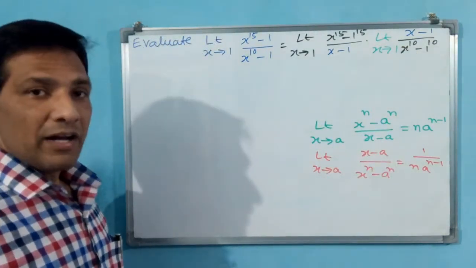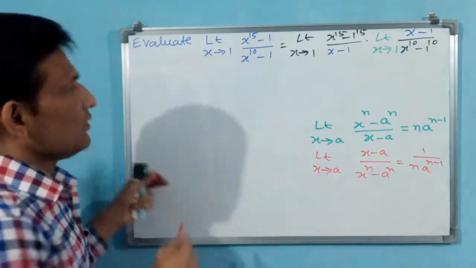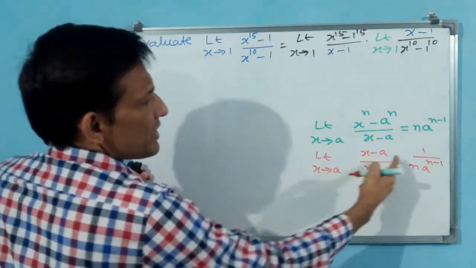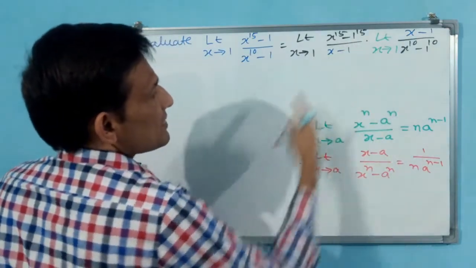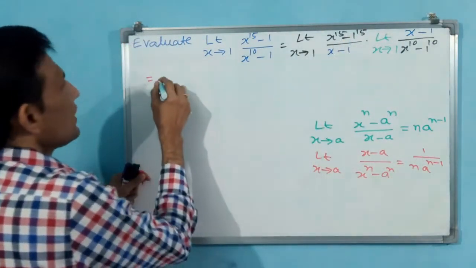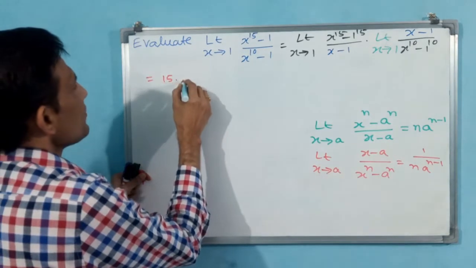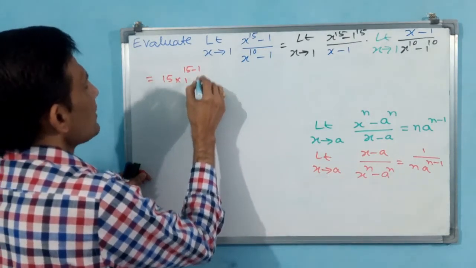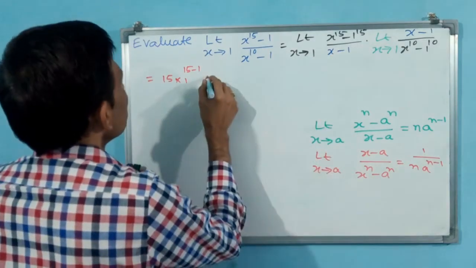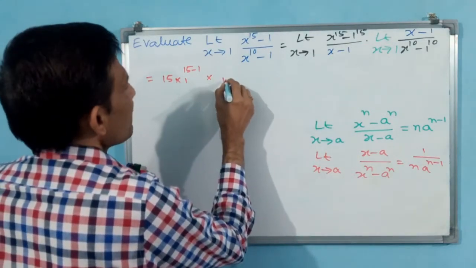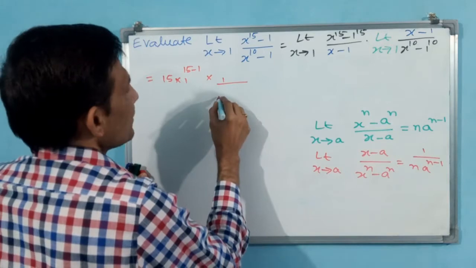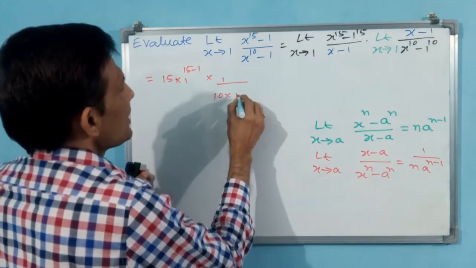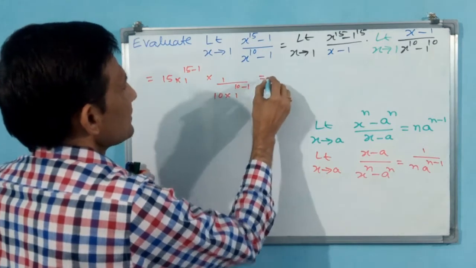Okay, now we can write the answer directly. You see what I am writing? That is equal to limit x tends to 1 of n into x^(n-1). Here n is 15, you keep it in your mind. So 15 into 1 power 15 minus 1, divided by 1 into 10 into 1 power 10 minus 1. Is it okay?